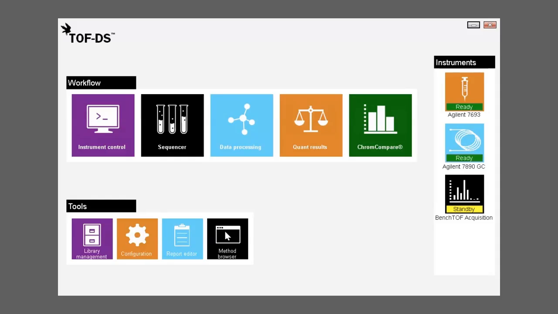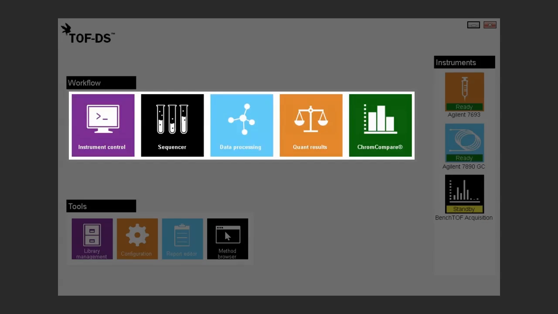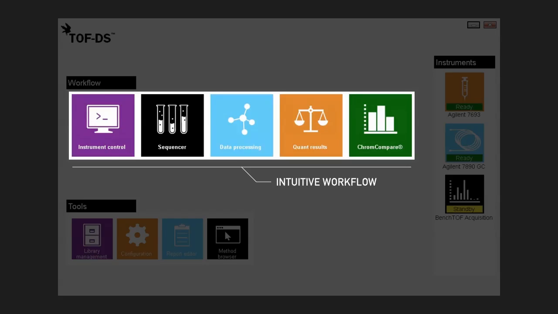TOF-DS is the new software suite developed to optimize GCMS productivity when using BenchTOF time-of-flight mass spectrometers. It incorporates full instrument control as well as novel data processing tools. From the main TOF-DS homepage, we can see the modules for instrument control, sequencing for sample acquisition and post-analysis batch processing, qualitative and quantitative analysis, and finally, comparative analysis by ChromCompare.